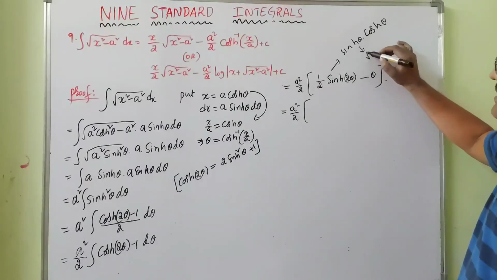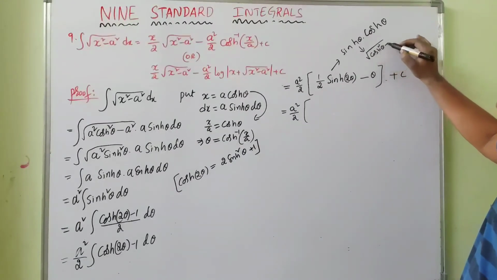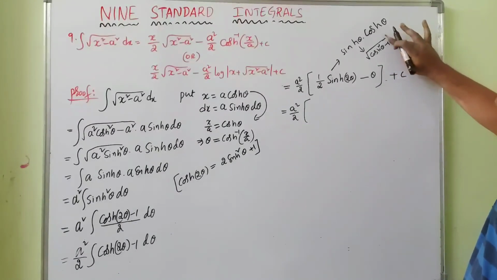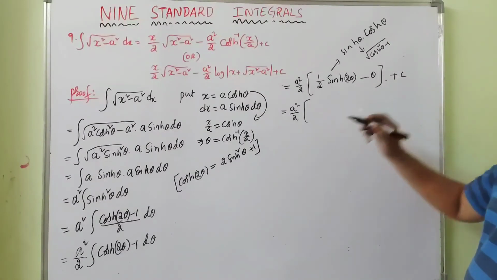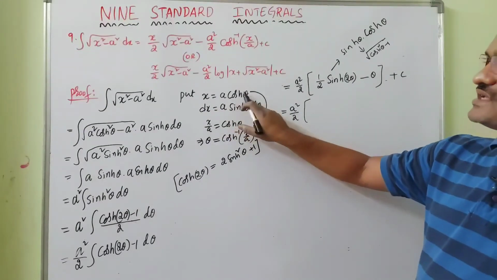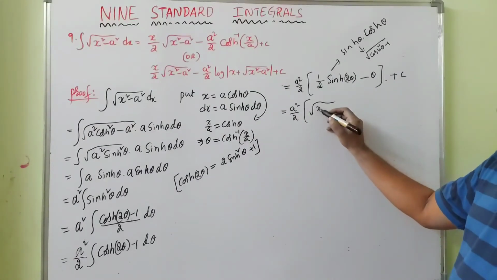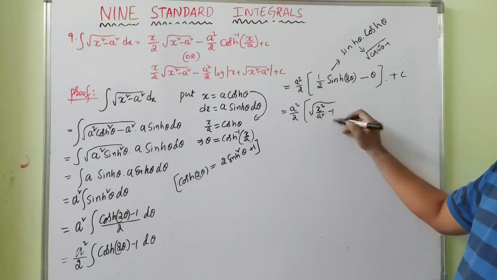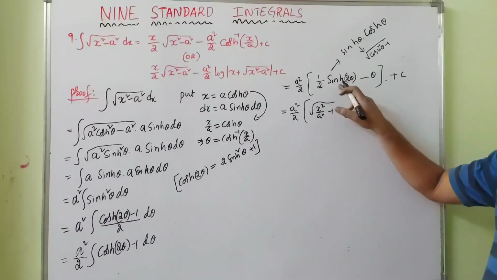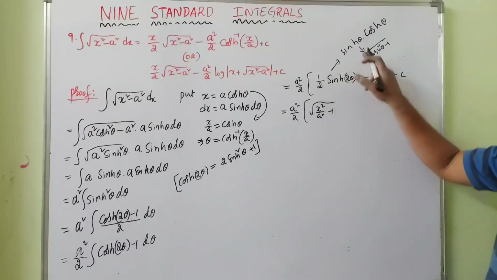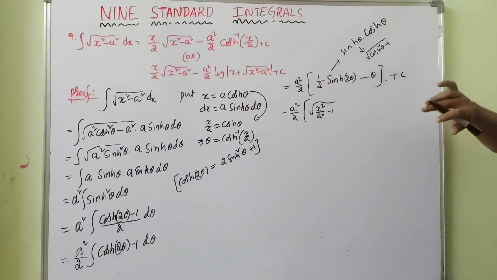Here observe sinh theta. Sinh theta can be written in hyperbolic functions as root of cosh square theta minus 1. From our substitution, cosh theta is x by a. You write here, what you get? Root of x square by a square minus 1. I repeat, sinh of 2 theta is 2 sinh theta cosh theta, 2 gets cancelled, you will get this. In our substitution we have cosh theta, so it's okay.